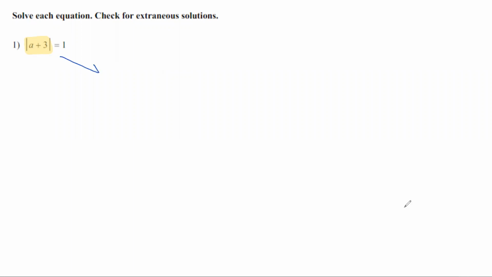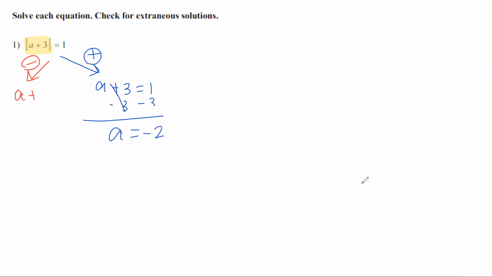So I'm going to do my positive case. Since it's an absolute value, there's 2 bars, meaning 2 potential solutions, meaning 2 answers. We're going to do a plus 3 is equal to 1 and solve for a. Subtracting 3 from both sides, I end up with a is equal to -2 as my positive solution. And doing my negative solution, I have a plus 3 is equal to -1. Subtract 3 on both sides, you get a is equal to -4. So step 2 is complete. I considered both cases and solved accordingly.